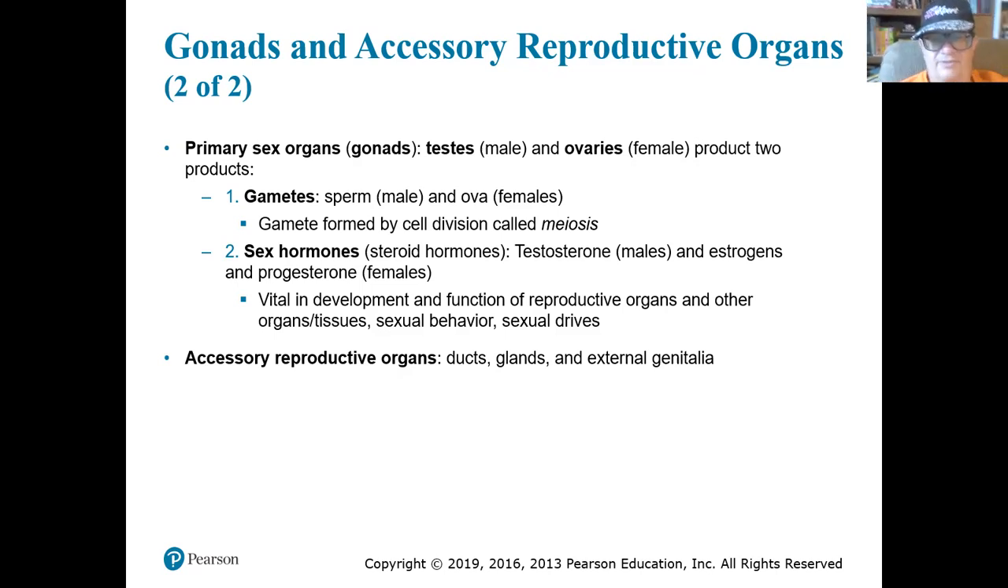The vital development and function of reproductive organs, other organ tissue, sexual behavior, sexual drives. Oh, yeah. You don't differentiate properly unless you have the correct hormones working. And I'll add to this because they're not mentioning it here. And you have the correct receptors for the hormones on the surface of the target cells. If you don't, you're going to develop differently, as though the hormone wasn't present in sufficient numbers, even if it is.